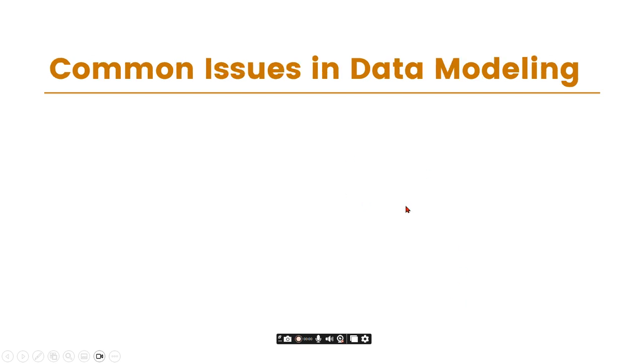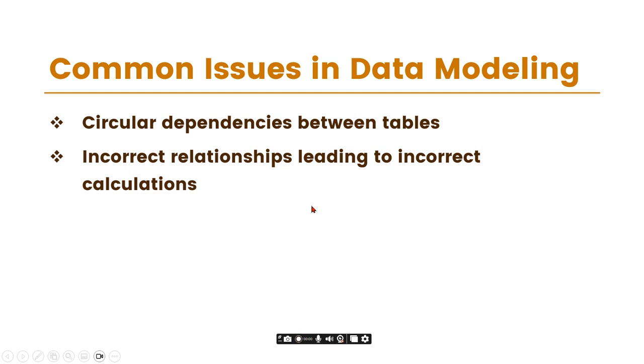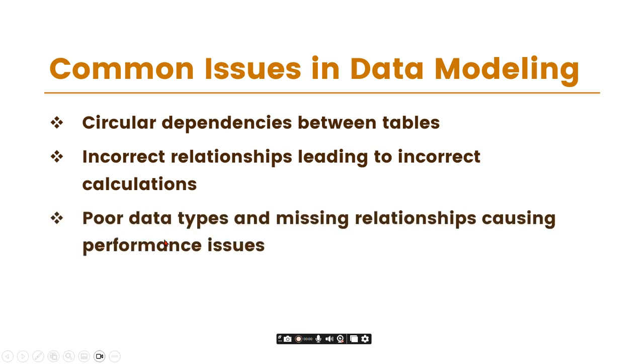What are the common issues in data modeling? Let's understand the common issues in data modeling. We have circular dependencies between the tables, where you are trying to connect tables in a circular way. This will give errors, or wrong results. Incorrect relationships lead to incorrect calculations. The relationship we just saw has to be given correctly, otherwise we get wrong calculations, or wrong results. Poor data types and missing relationships cause performance issues.